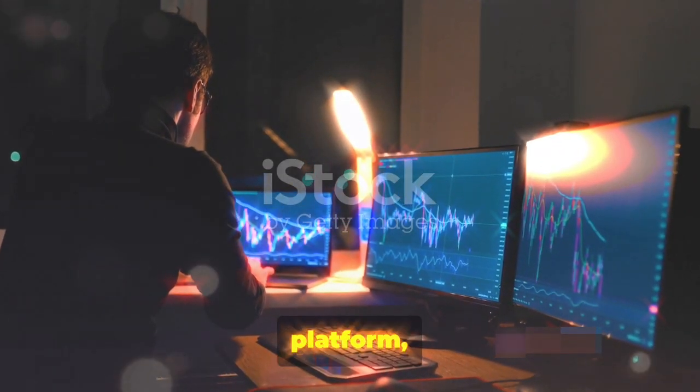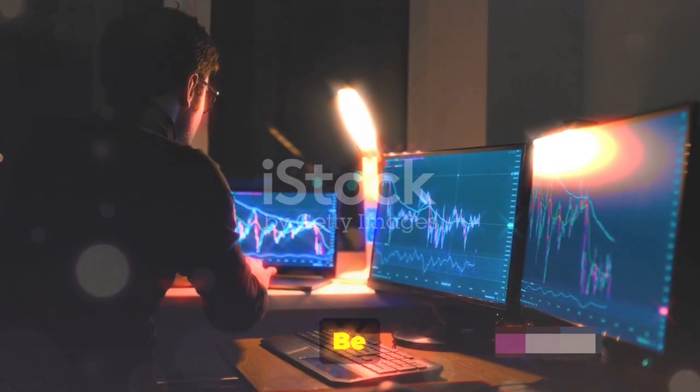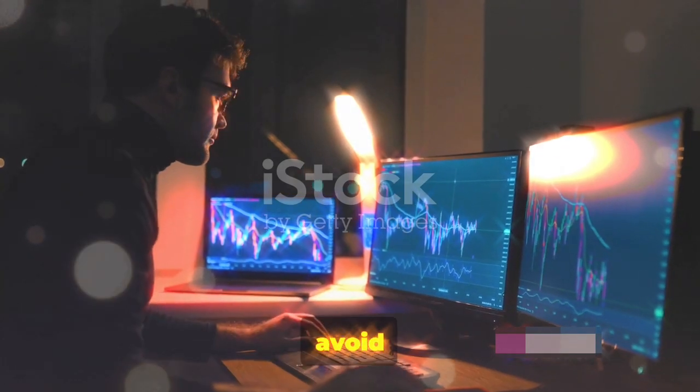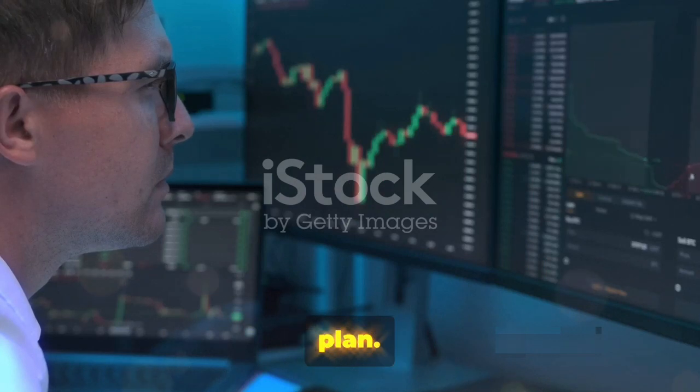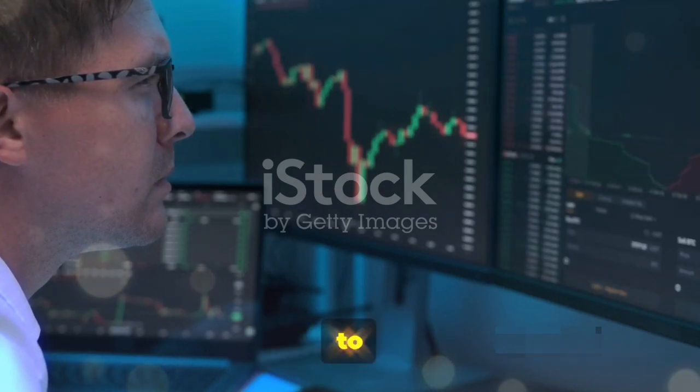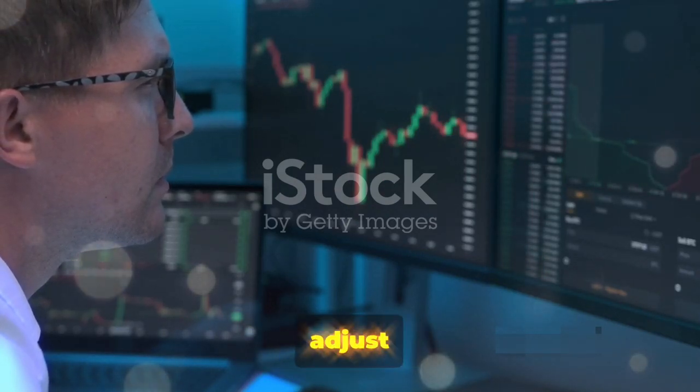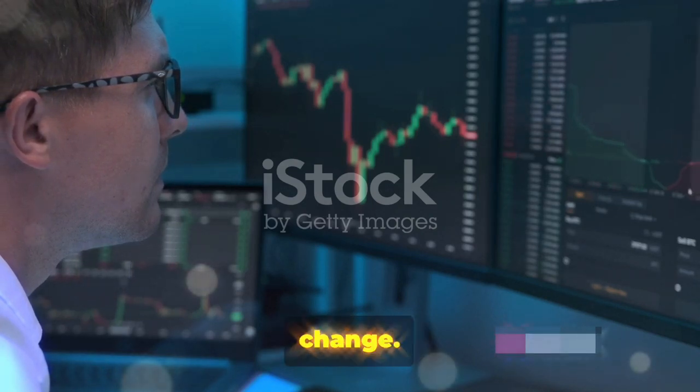Once you've chosen a platform, it's time to execute your trades. Be wise in your decision-making and avoid impulsive actions. Stay disciplined and stick to your trading plan. Furthermore, it's crucial to monitor your trades regularly and adjust your strategy as market conditions change.